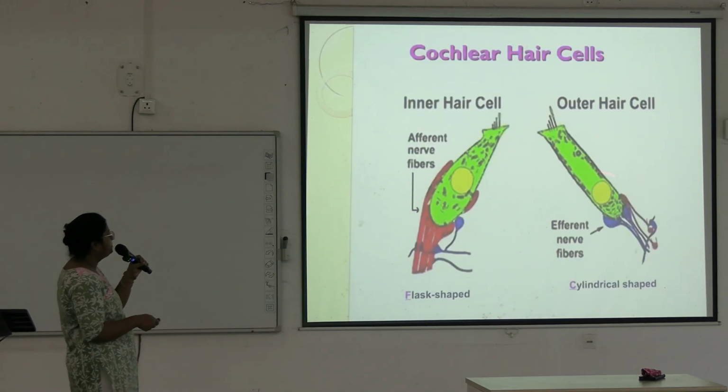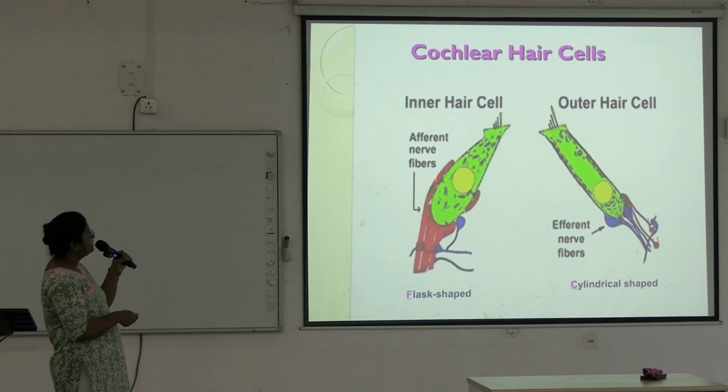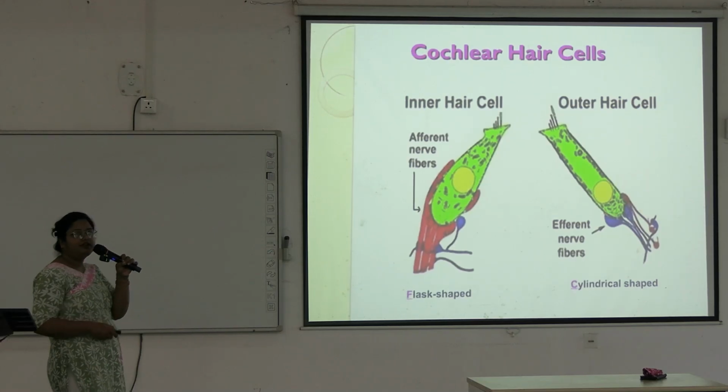These are the differences between the two hair cells. Inner hair cells: afferent nerves are attached to the inner hair cells and they are flask shaped. And outer hair cells are cylindrical in shape and efferent nerve fibers are joining with the outer hair cells.